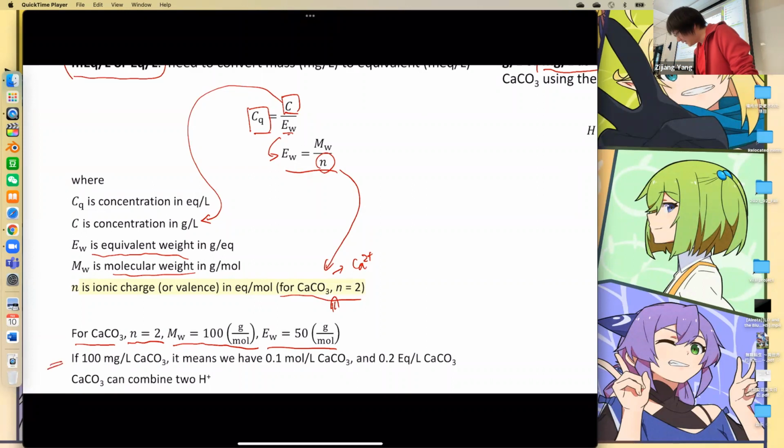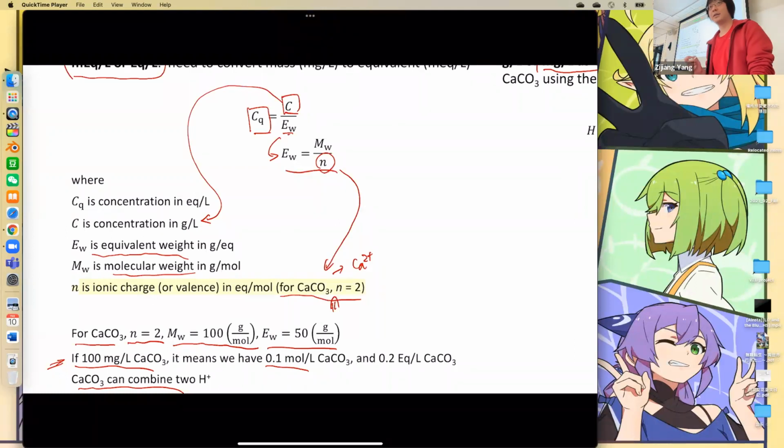On the other hand, if we have 100 milligram calcium carbonate, it means that we have 0.1 mole per liter of calcium carbonate in a solution, but we have 0.2 equivalent per liter of calcium carbonate. Or we can understand it as calcium carbonate can combine 2 H plus in the water.